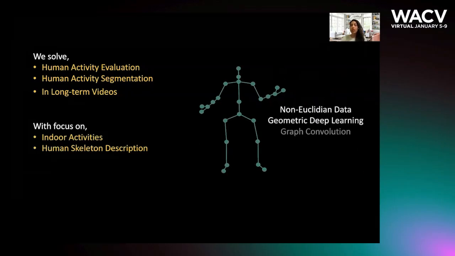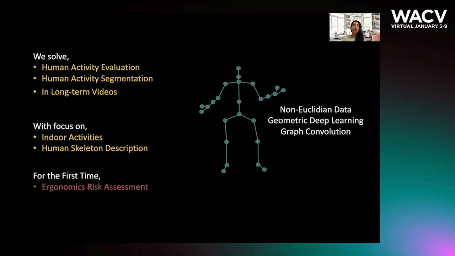Human skeletal description is non-Euclidean data, and therefore we are using a graph convolutional network to represent the features. And for the first time, we are bringing in ergonomics risk assessment to human activity evaluation problems. This is an important metric in industry for evaluating the ergonomics risk corresponding to the work that workers are doing.